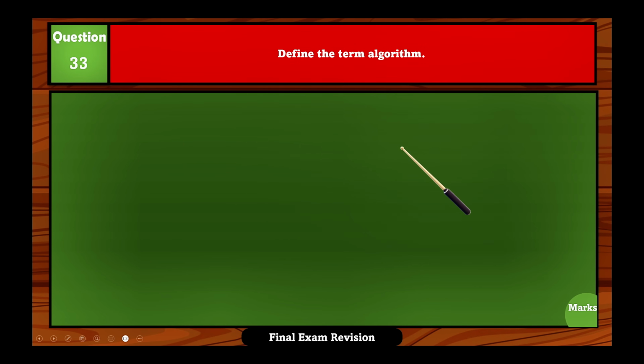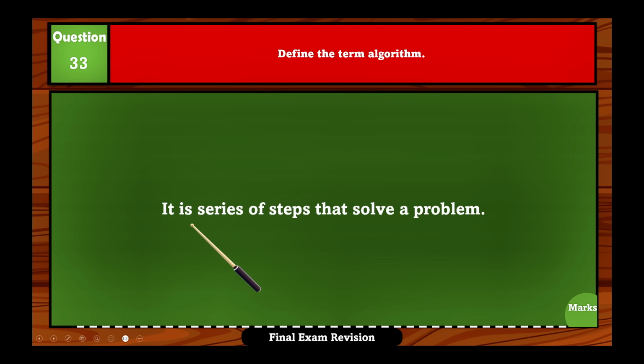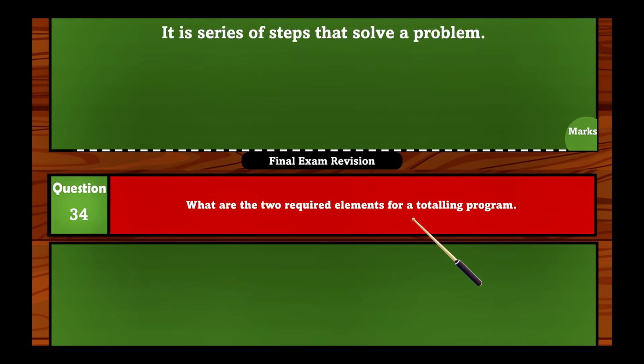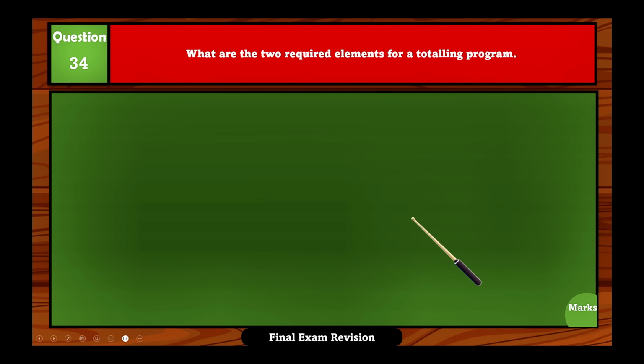Question 33, define the term algorithm. So what is an algorithm? It's a series of steps that solve a problem. It's called the algorithm.